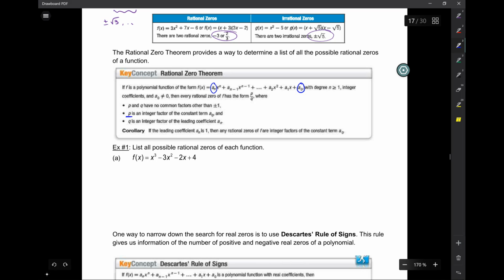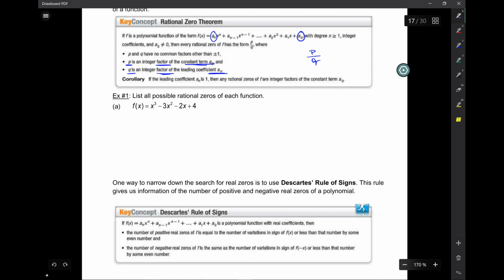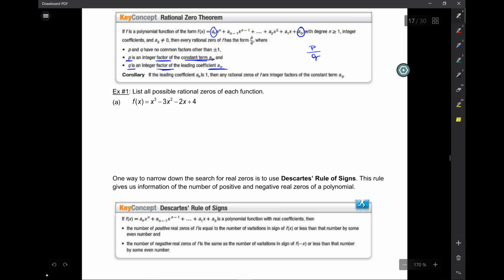So what it is, P, right, is something that we give a name to. You know this, P and Q. P is the factors of the constant term. Q is the factors of the leading coefficient. So, hang on. Then what we do is we take P over Q. Okay? I know you've seen this before, so let's just do one. For P, I look at the constant. For Q, I look at the coefficient of the leading term.